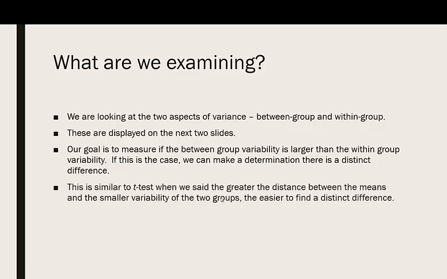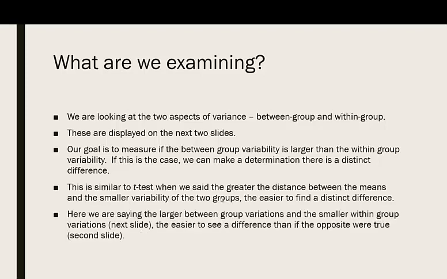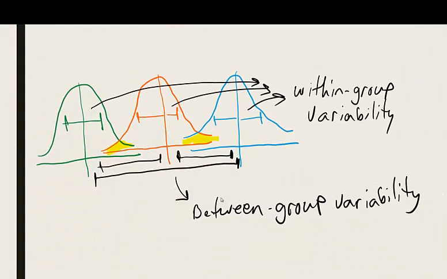So this is similar to a t-test, when we said the greater the distance between the means and the smaller the variability of the two groups, the easier it is to find the distinct difference. Here we're saying that the larger between group variations and the smaller within group variations, the easier to see the difference than if the opposite were true.